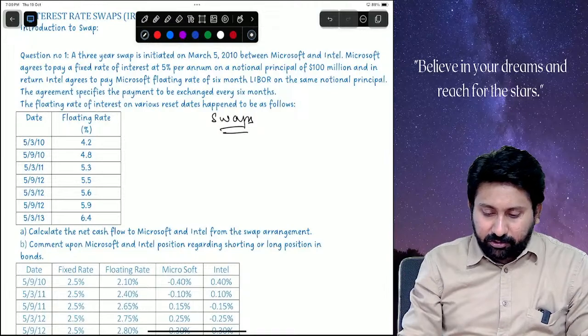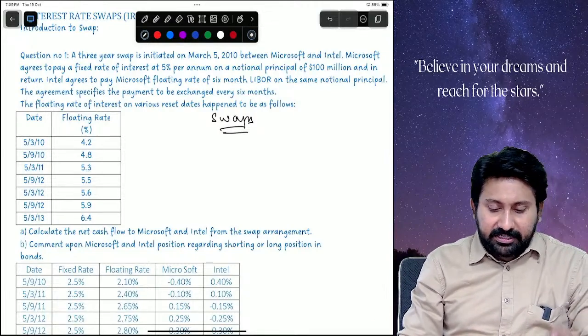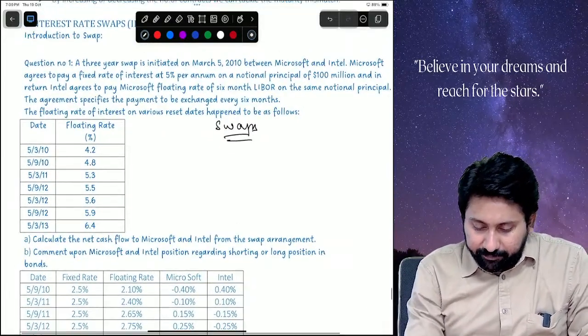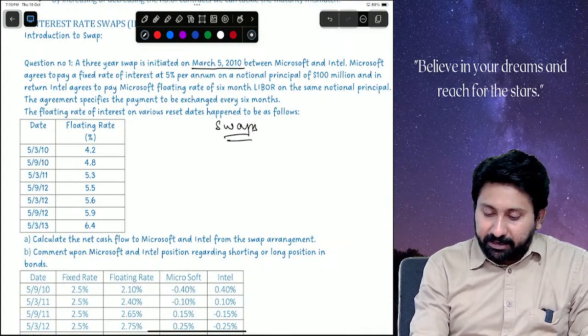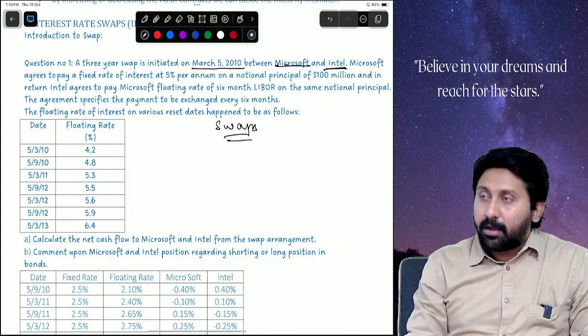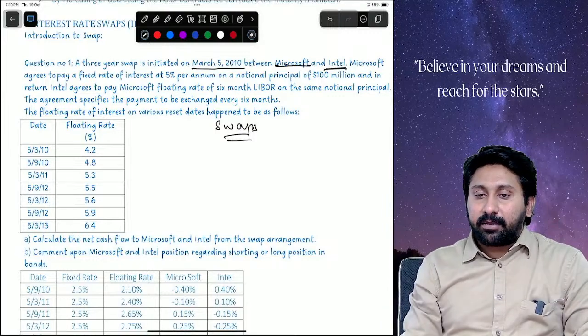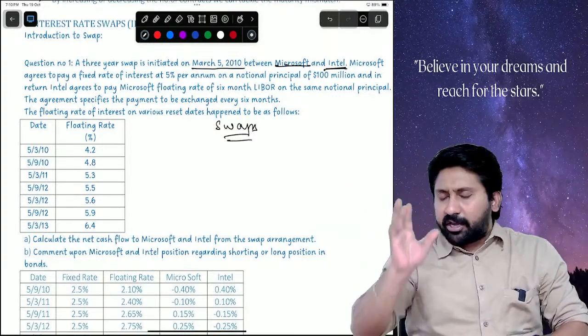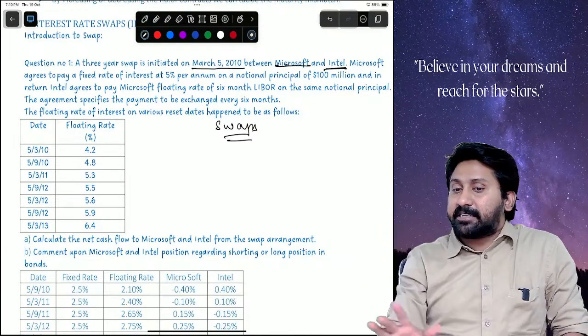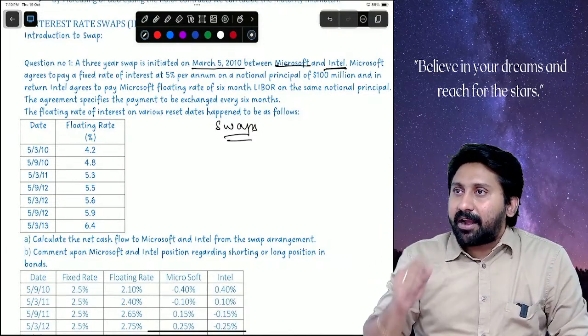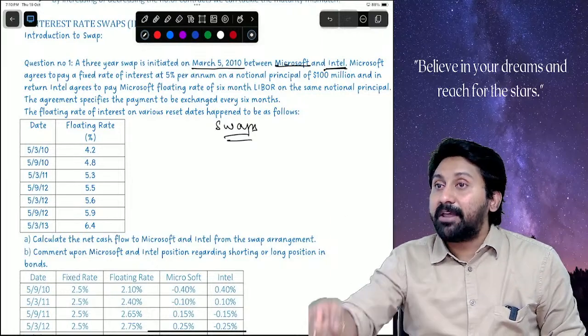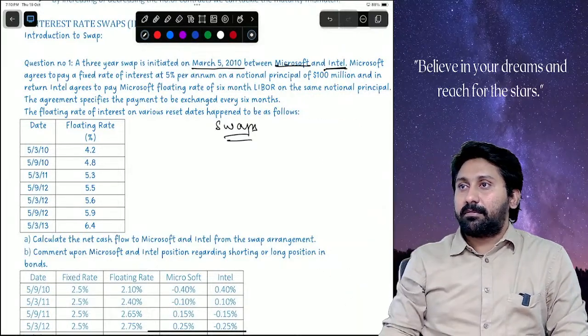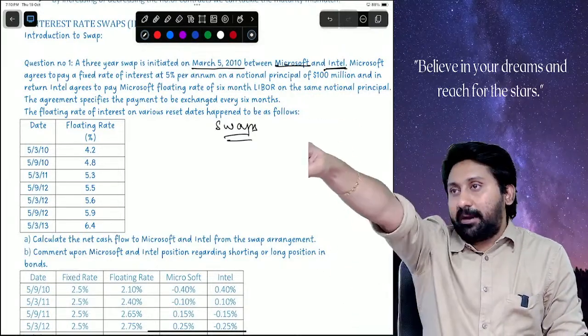Let's read the question together. A 3-year swap initiated on March 5th, 2010, between whom and whom? Two companies came together. First answer this. In the share market, you will buy a share. You can buy only when the other party sells it.